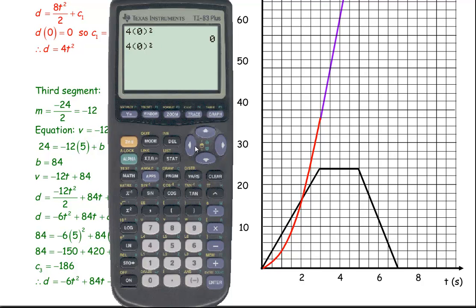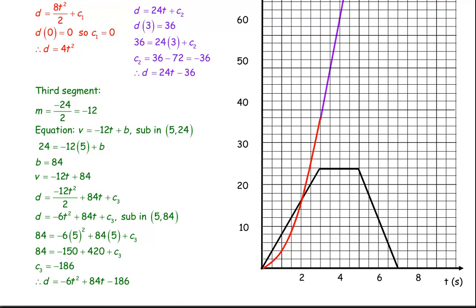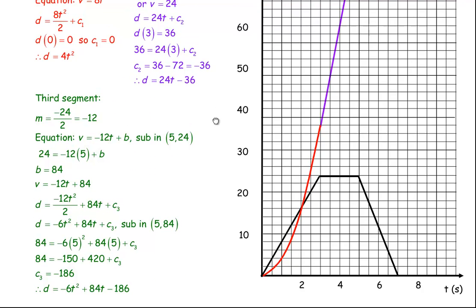If we do 4 times 1 squared, that's 4. So at 1, we should be at 4, and we are. And then we'll put 2 in place of time. And so at 2 seconds, we're at 16, which is right there. And to finish this part off, if we put a time of 3 in, 36, so that's why it goes up to 36 right there. So I've plotted several points to draw that parabola. So that's the first part.